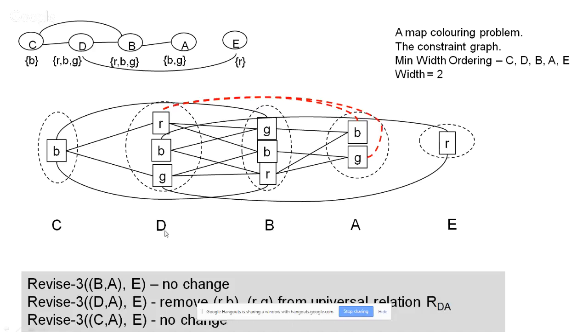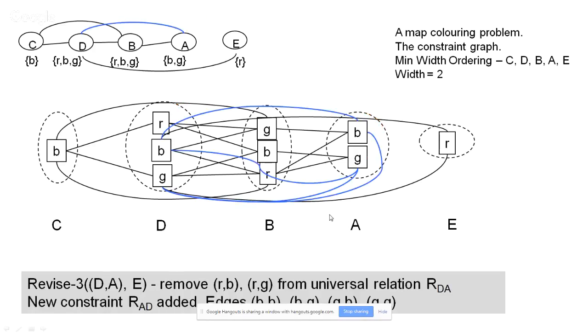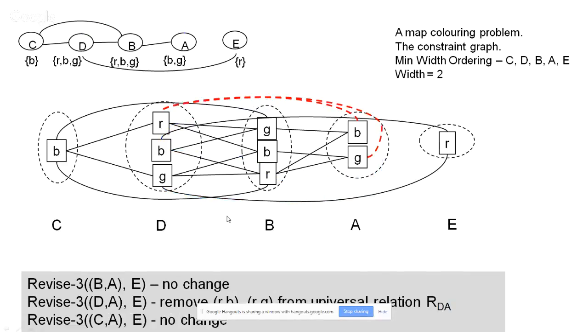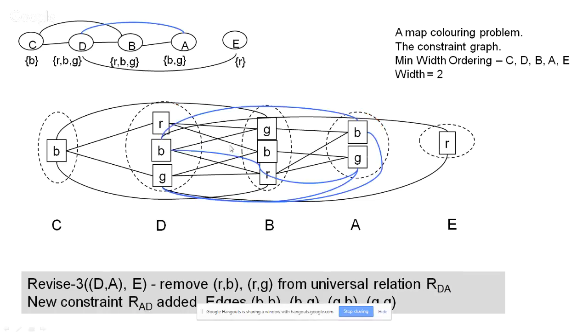But C and A doesn't mean any change. So when we do D and A, we remove those two edges from the universal relation, and therefore we induce a new relation, which is, you can see, between variables B and A. And this new relation is shown with blue lines here, essentially.